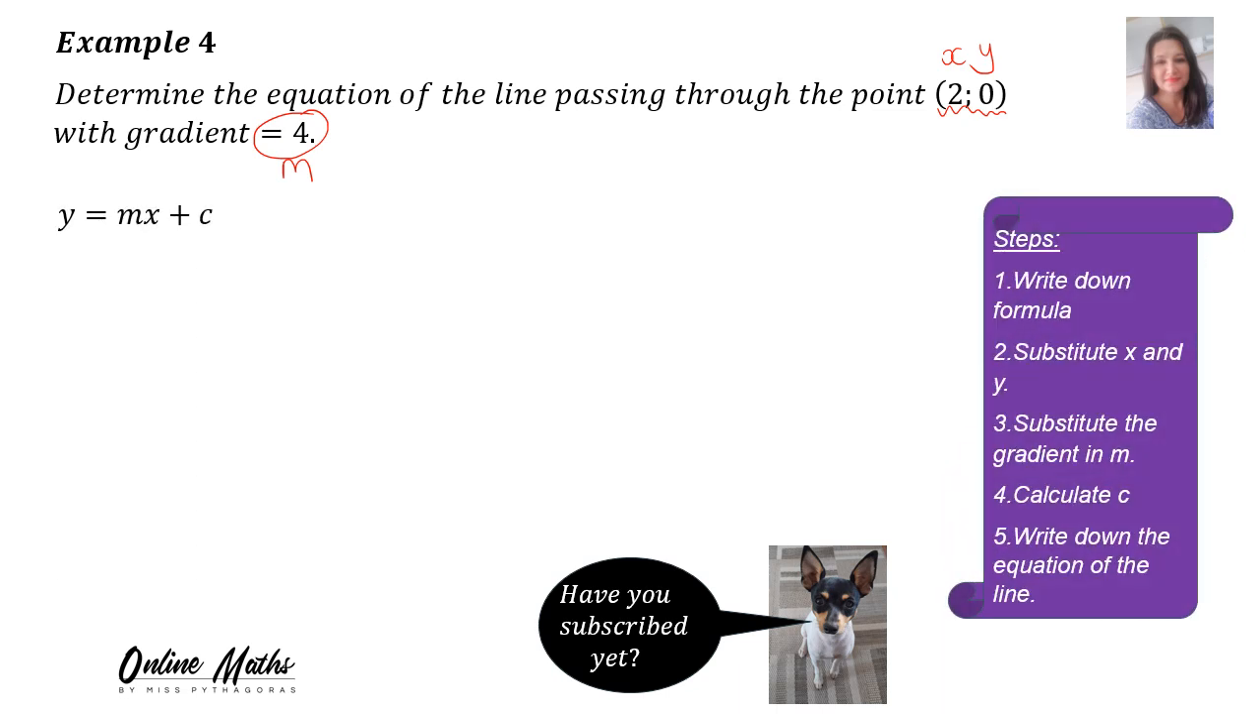So we start with the equation, y is mx plus c. And then we're going to substitute in that other point the coordinates, in y's place 0, in x's place 2. Then we know the gradient. It was given, m is equal to 4. 4 times 2 is 8, and we solve c. So negative 8 is equal to c. Therefore, the equation is y is equal to 4x minus 8.